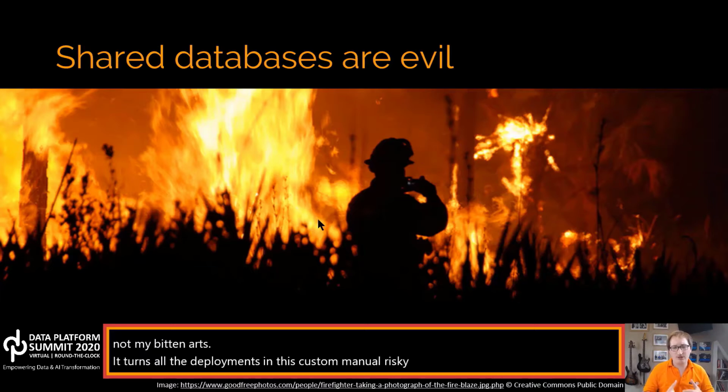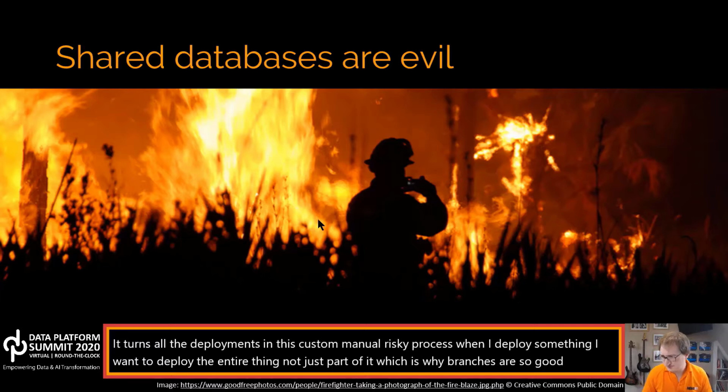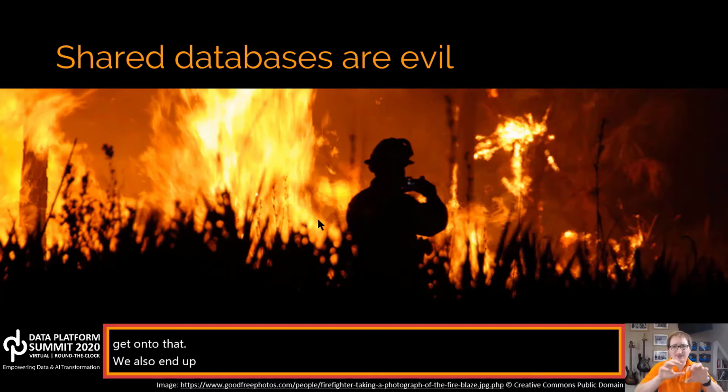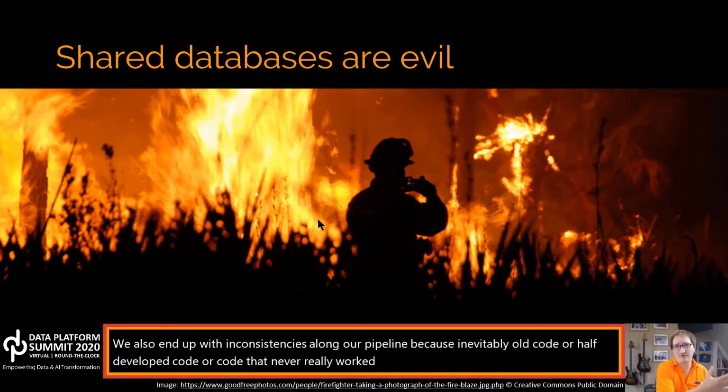When I deploy something, I want to deploy the entire thing, not just part of it, which is why branches are so good, but we'll get onto that. We also end up with inconsistencies along our pipeline because inevitably old code or half-developed code or code that never really worked out ends up being left on the development database.